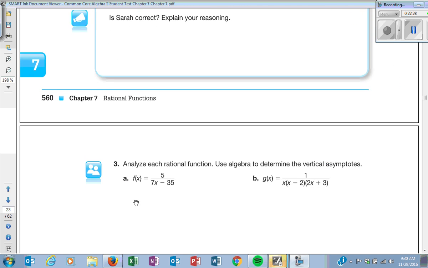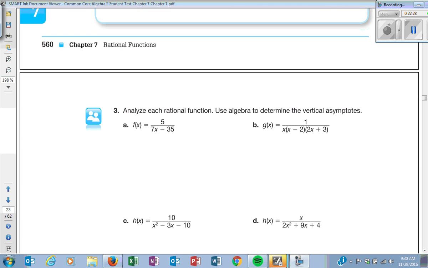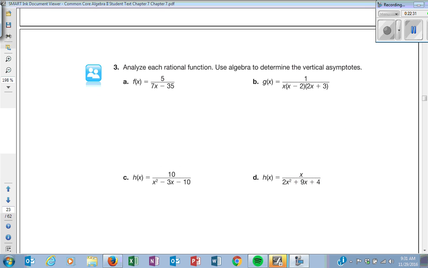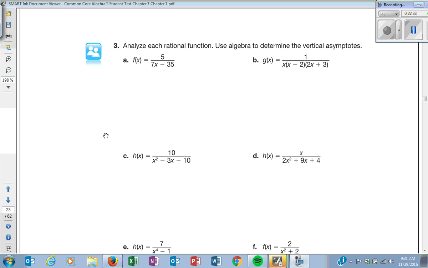All right, this is our last section, so we're almost done. Hang in there. All right, this one right here. It says use algebra to determine vertical asymptotes. I need to see where my denominator is 0.